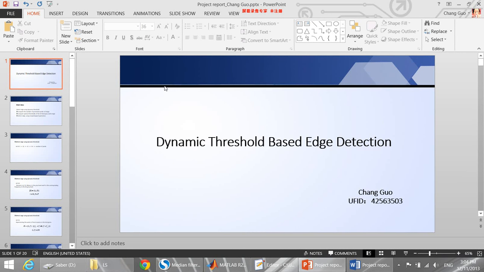Hello, my name is Chang Guo. This is my image processing project. My topic is dynamic threshold-based edge detection.